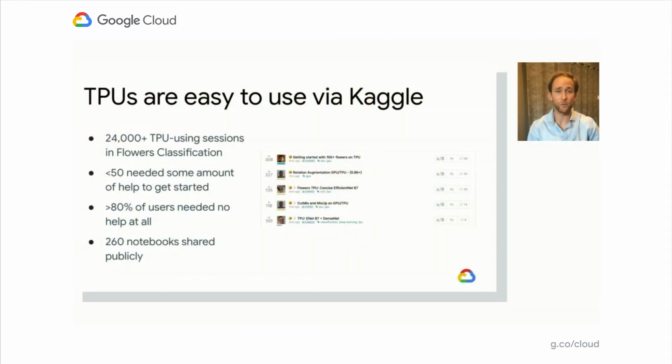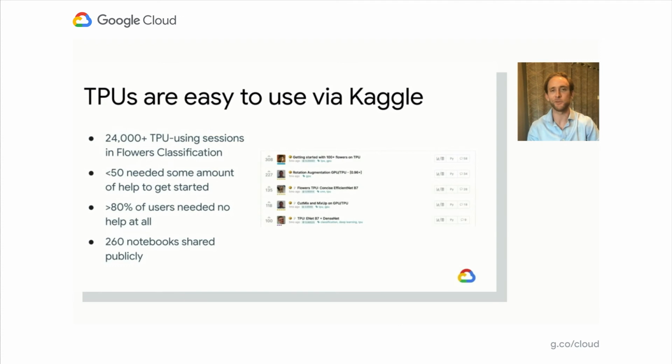Thanks, Phil. As Phil demonstrated in his code review, using TPUs on Kaggle is a super easy way to get used to TPUs. In the flower classification competition that Phil highlighted, we had over 24,000 TPU-using sessions by Kaggle users, and a very small amount needed any help to get started. Thanks to some getting started work done by some members of the team, over 80% of users needed no help to begin using TPUs.